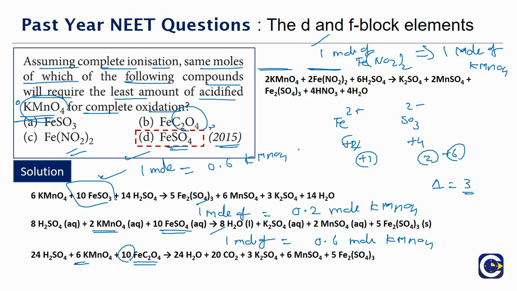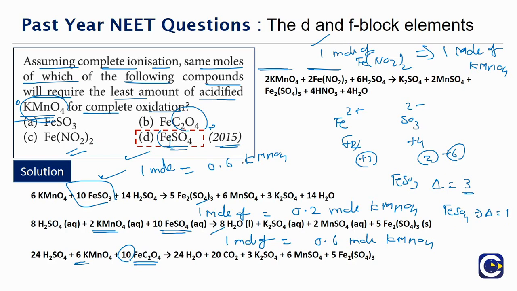In case of FeSO4, the iron only will undergo a change because sulfur is already in plus 6, oxygen is already in minus 2. So the Fe will undergo change from plus 2 to plus 3, means here delta is equal to 1. Then what we are having?